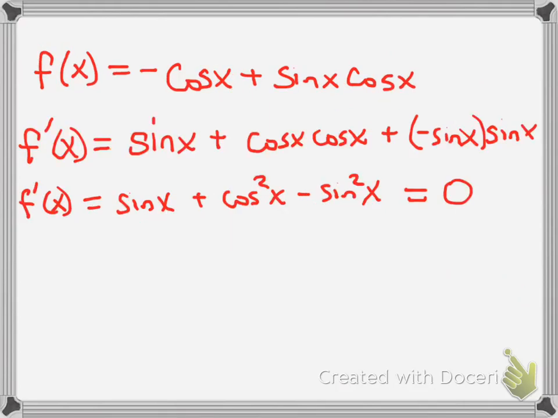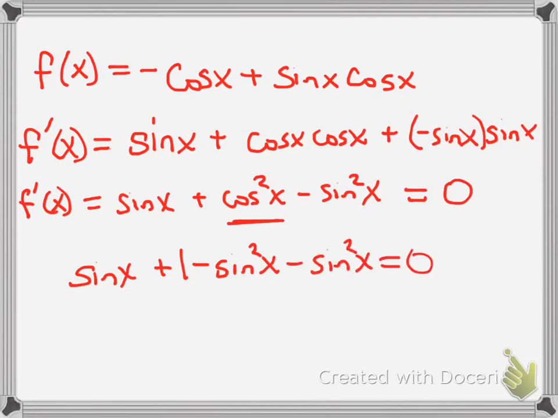And so a typical way to solve a trig equation like this would be to try to get all of the same trig function involved in this relationship. And here is where I'm going to use that fundamental Pythagorean identity to rewrite this. I'm going to take the cosine squared term and rewrite that as 1 minus sine squared of x from that fundamental Pythagorean identity, so that I get sine of x plus 1 minus sine squared x minus sine squared x is equal to 0.